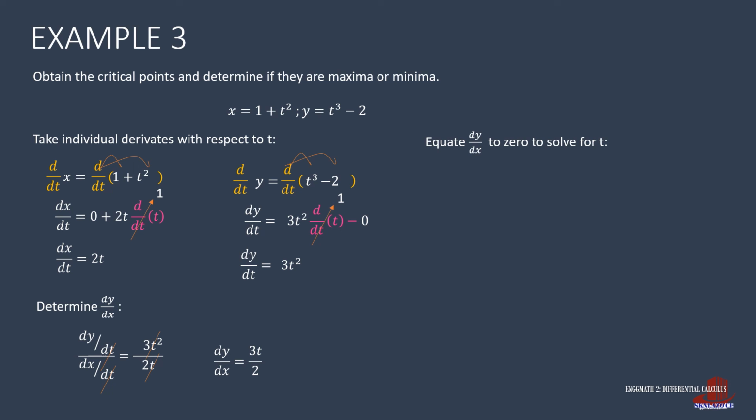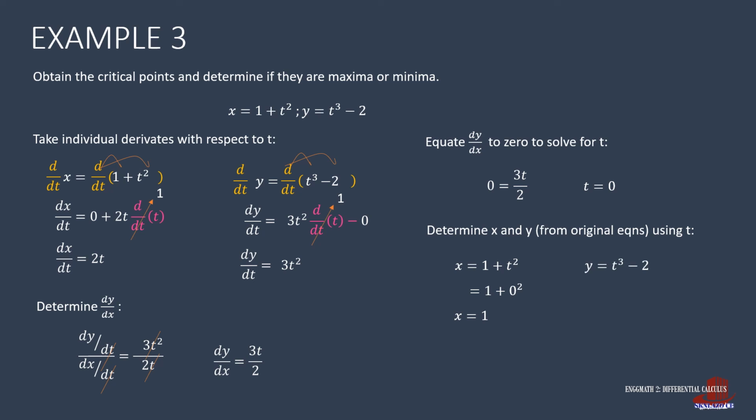With the slope function figured out, equate this to 0 to locate the critical point. The derivative becomes 0 as equated to 3/2 of t, making t as 0. With t already known, determine the coordinates of the critical point, and that is through the original equations. From x of 1 plus t squared, plug in t of 0, making 1 plus 0 squared, thus x is 1. Next is from y of t cubed minus 2, or that is 0 cubed minus 2, making y as negative 2. The critical point is then at 1, negative 2.